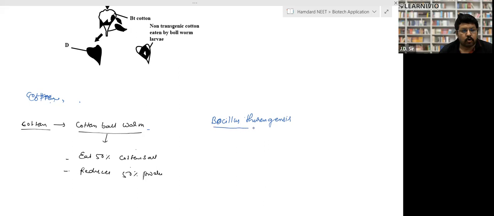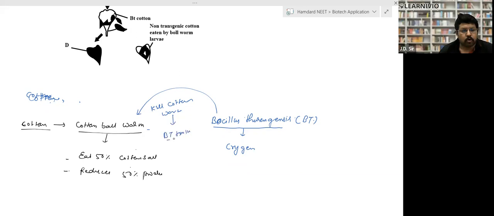Bacillus thuringiensis has a gene. The name of the gene is the cry gene. We give it a short name, BT, for Bacillus thuringiensis. Got it? BT. What is BT used for? BT is used to kill the cotton worm. How? Because it has a toxin, and the name of that toxin is BT toxin.